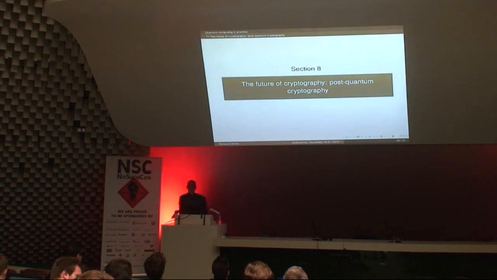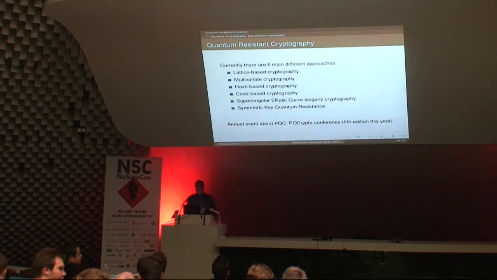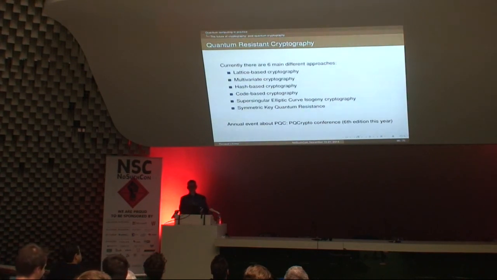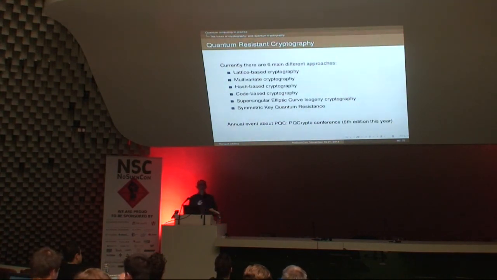So what can we say about the future of cryptography? There are six different main approaches to replace current cryptography algorithms: lattice-based, multivariate, hash-based, code-based, supersingular, or symmetric key quantum resistance, because the easiest thing we can do is double the key size. This is the easiest we can do for a symmetric algorithm, but we will have to change all asymmetric algorithms and find equivalents that are not weakened by quantum computers.